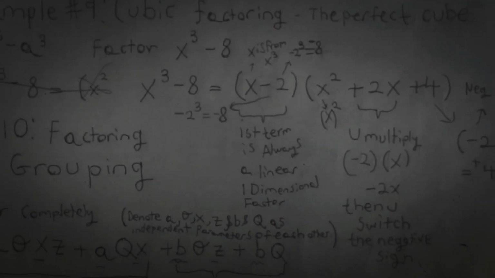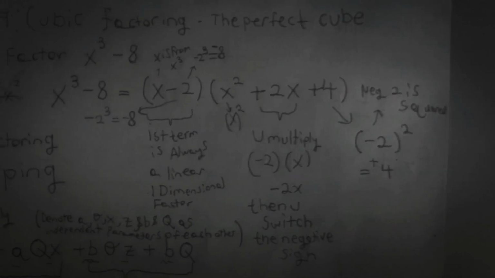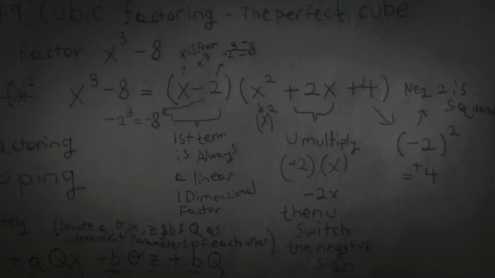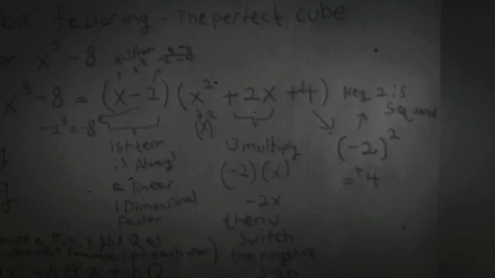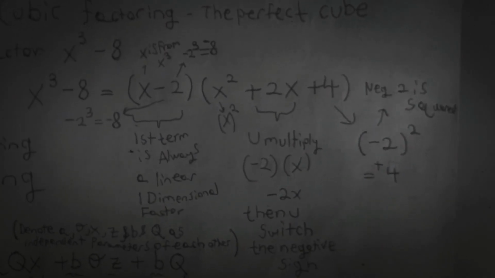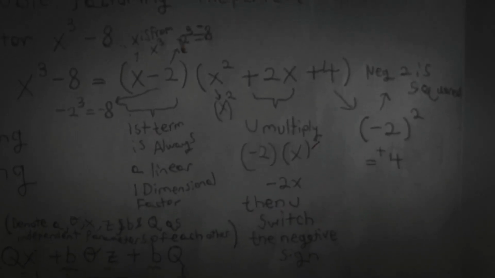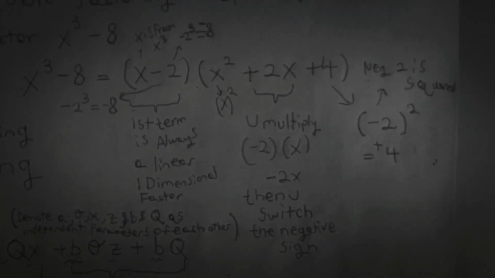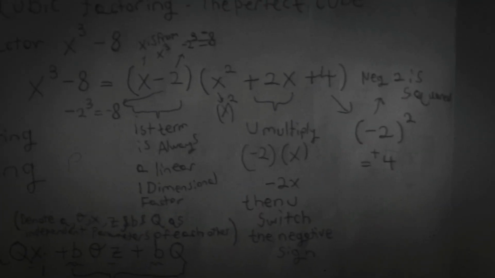x minus 2. Now for the second quantity, x squared plus 2x plus 4, x must be squared, which comes from the linear term x minus 2. X is squared to give you x to the squared power. Now for positive 2x, you must remember that you multiply negative 2 times x from your linear factor, then you get a negative 2x. But you must switch the negative sign, multiplying it by negative 1 or flipping the sign to get a positive 2x in the middle term.